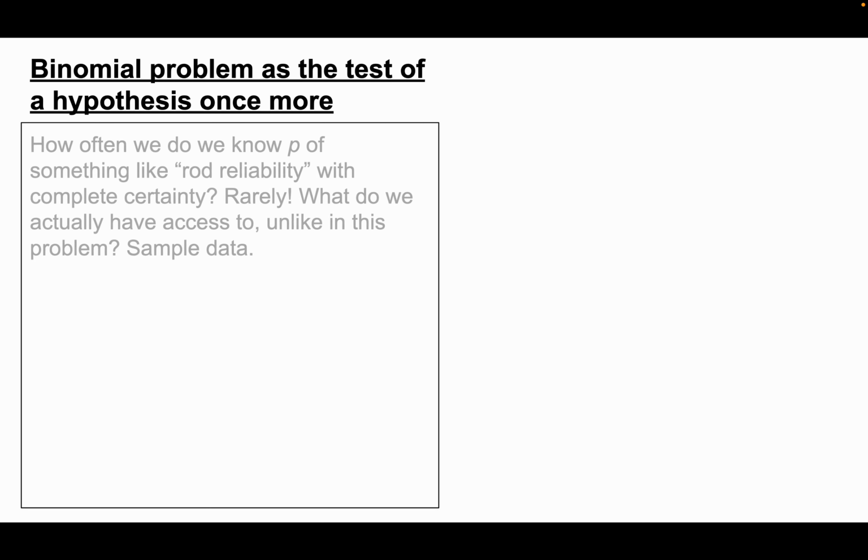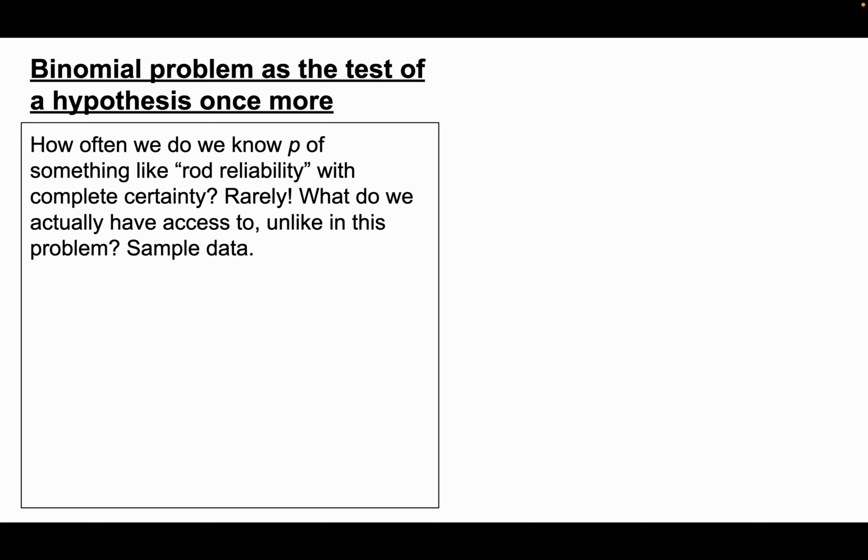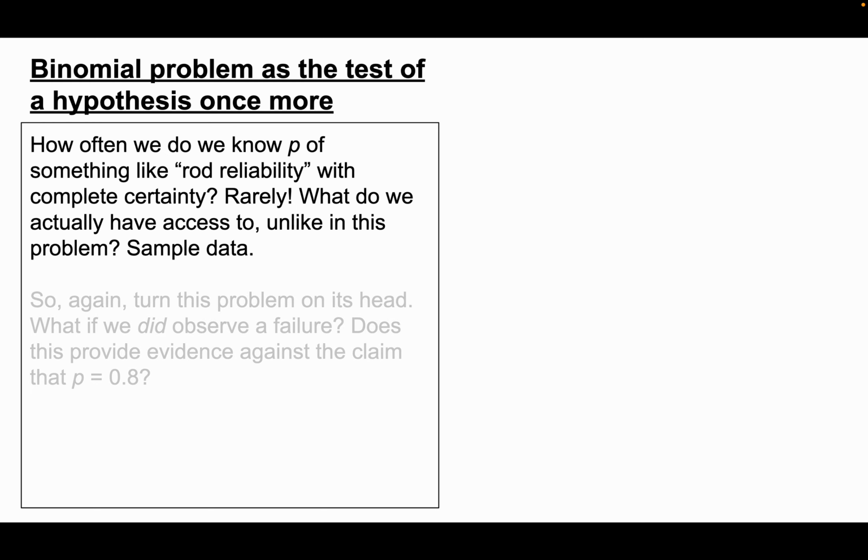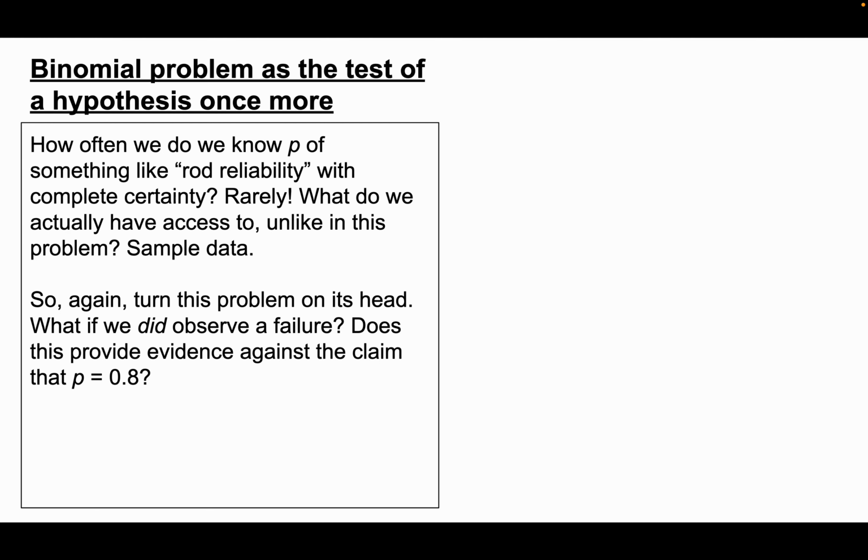So I wanted you to now think about this as a case of a hypothesis test. How often do we know the probability of something like rod reliability with complete certainty? We rarely do. What we do have access to, unlike in this problem, is sample data. So in this case, we're thinking of a situation implicitly where we would have a hypothetical nuclear event, and we happen to know the true reliability of the rod. But what if we're thinking about a more common situation where we just observe some event, and then we want to use that to make inferences about the true underlying population probability, small p? So what if we did observe a failure? Does that provide evidence against the claim that p is equal to 0.8?